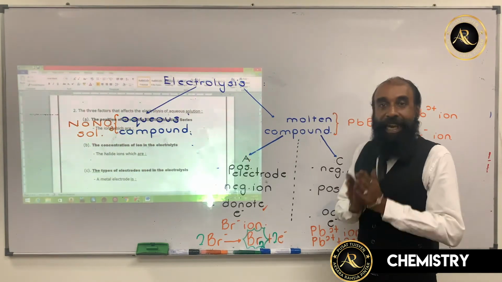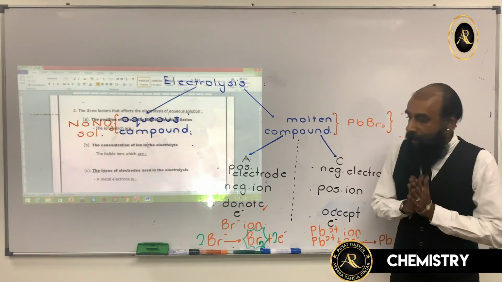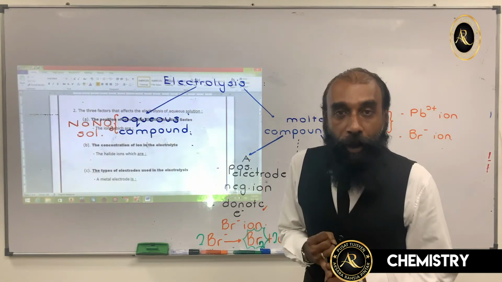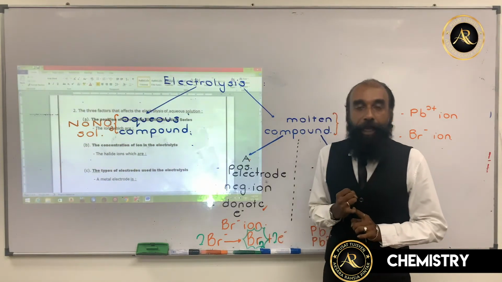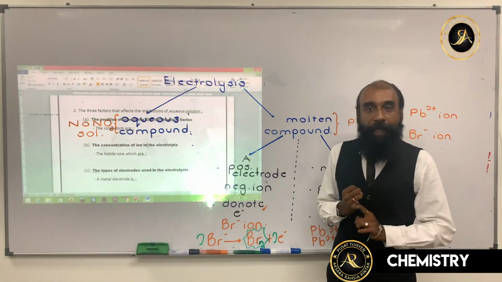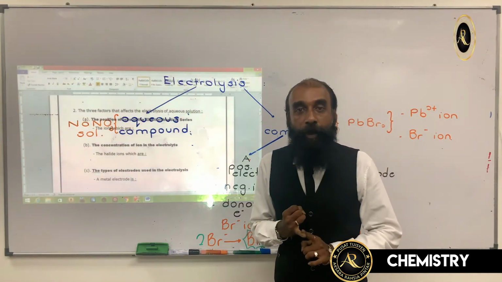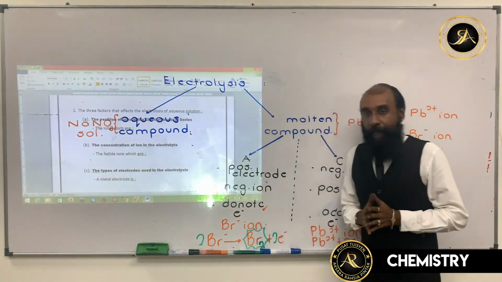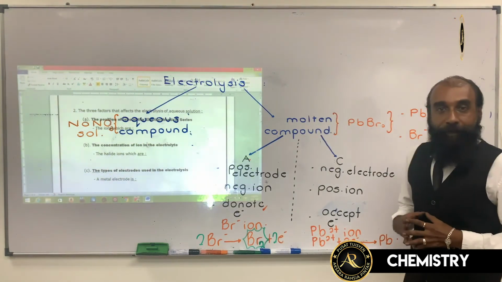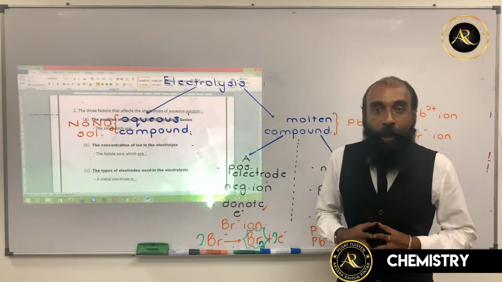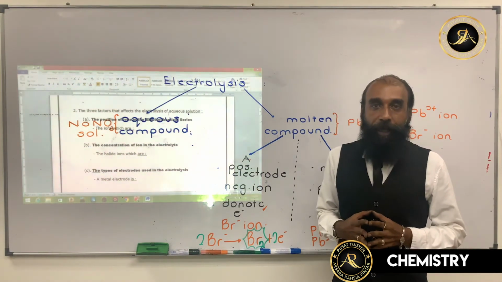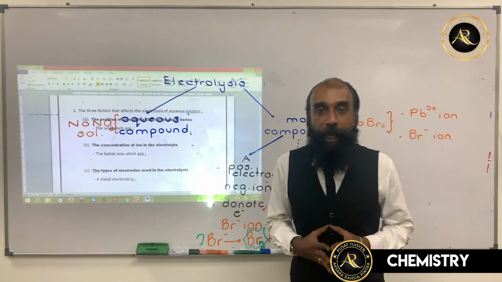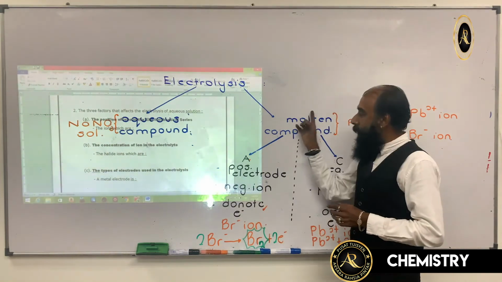Okay, students, now to show the observations. Finally, bromine gas. What is the observation? Bubbles of brown gas are produced, or we can say bubbles of brown gas are released. You can see brown gas for bromine. Okay, what about lead? A gray solid is deposited on the cathode. Okay, students, now we have done this.